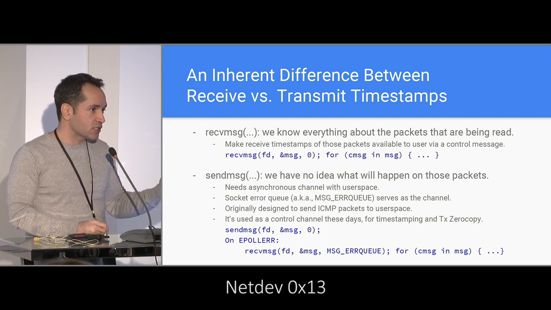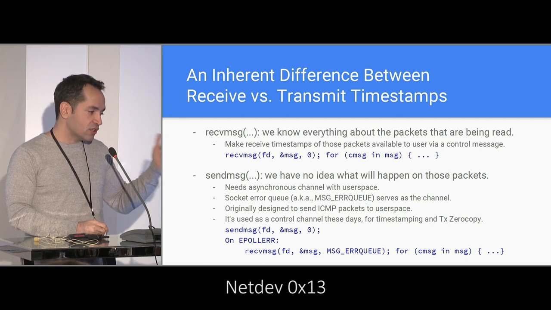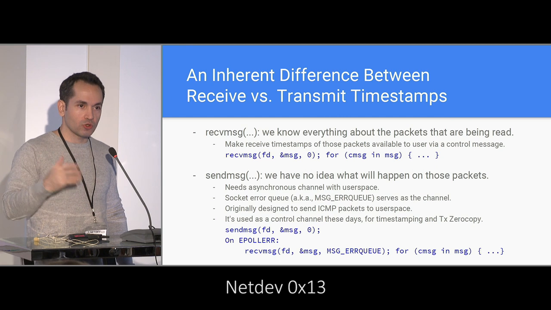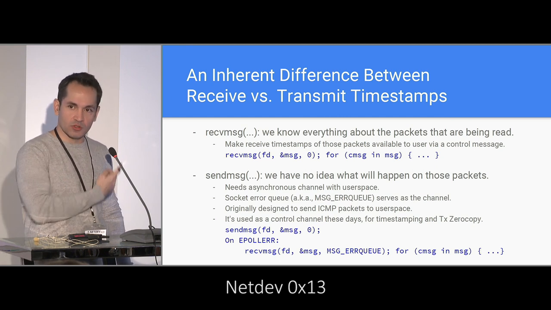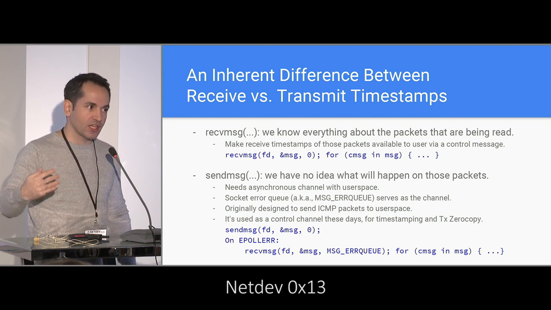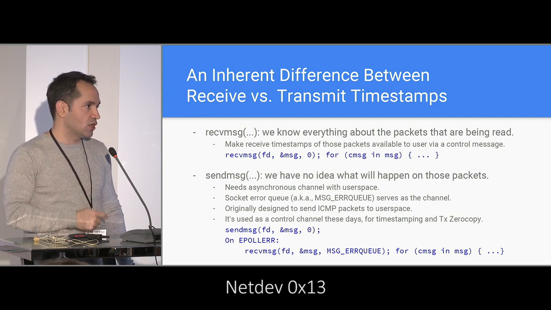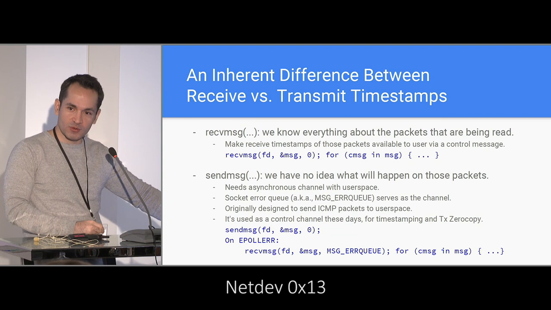On transmit, it's much different. You send the packet, TCP may decide to send it a minute later. So you cannot have a C message piggyback it to the user space. You have to have an asynchronous mechanism to send these timestamps to user space. That's where the error queue comes into play.